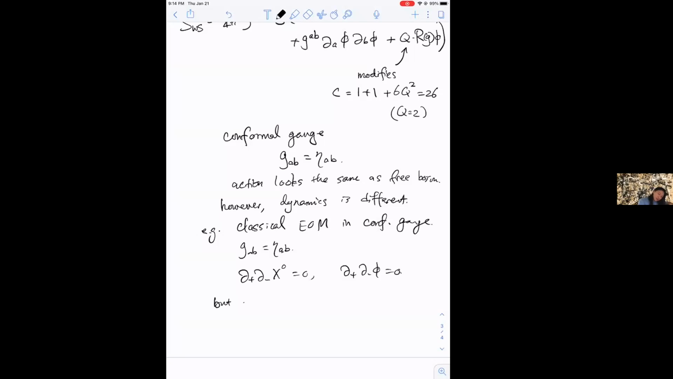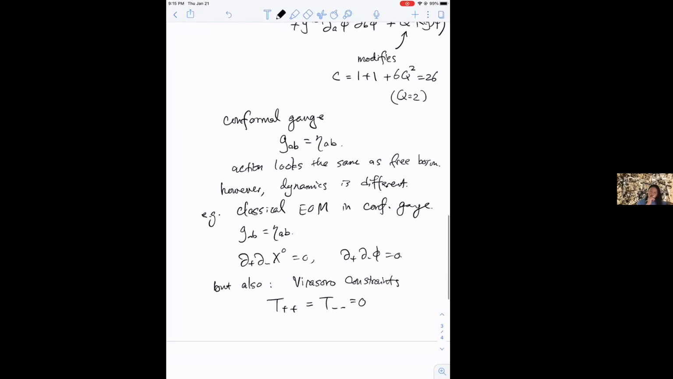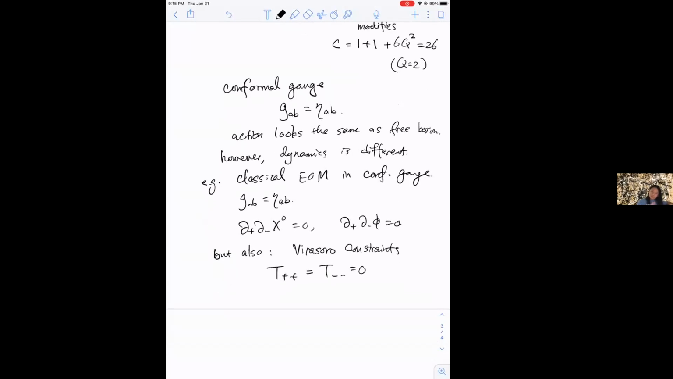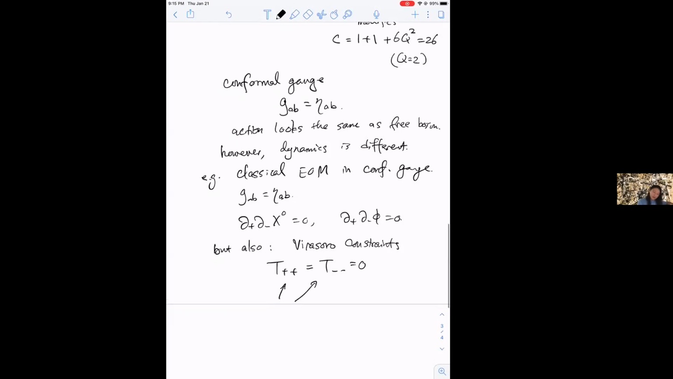because we have to also include the Virasoro constraints, which in conformal gauge state that T plus plus and T minus minus are equal to zero. There's also T plus minus, which in this case actually is given by conformal anomaly, but let me not worry about that for now. So, okay. So what is this? These constraints, these are well known.